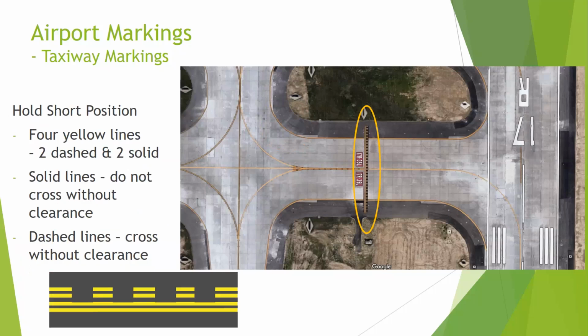So if you see the 2 solid yellow lines, you do not cross without clearance. If you're on the side with the dashes, if you're coming from the runway, you are allowed to cross it in order to get clear of that runway. Now you still want to get clearance to take taxiways to get where you need to go, especially if you're at a controlled airport or a busier airport.